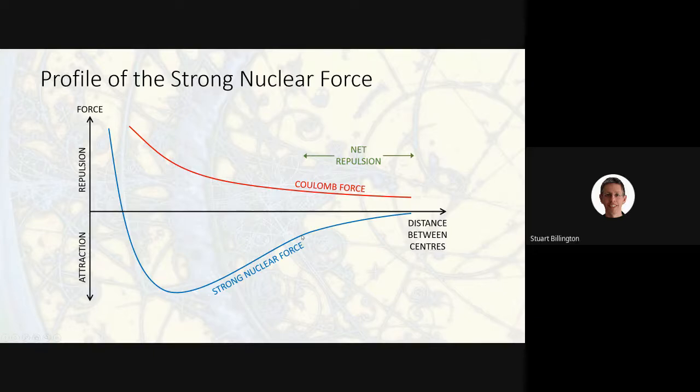And then the character changes. So the strong nuclear force has been growing all the time. So is the Coulomb force. But the strong nuclear force has been growing with a greater gradient. It's been growing more rapidly. And so by about this point, the strong nuclear force has caught up with the Coulomb force and then starts to outstrip it. So during this part of the curve, the blue line is always further from the axis than the red line is. And therefore, during this part of the distance axis, there is net attraction.